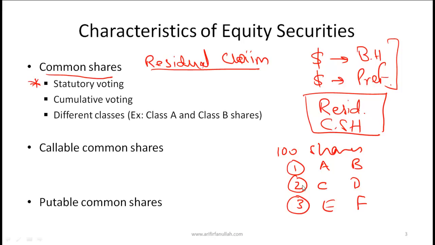In a system of statutory voting, you can vote your 100 shares for each seat. So you can vote your 100 shares for A, and the most you can vote is 100 for C, and the most you can vote is 100 for F. So these represent your votes in a statutory voting system.